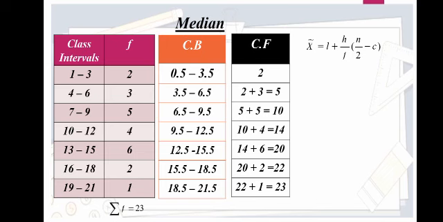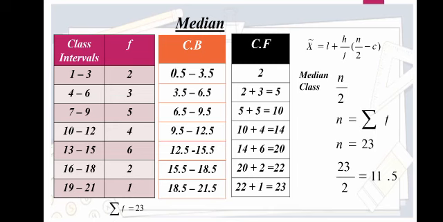How do you find the median class? By using the bracket n by 2 minus c. By solving this, you can find out the median class. Now here n by 2, what is n? n is the number of observations, and in grouped data n is equal to the sum of the frequency. So n is equal to 23. So 23 divided by 2 is equal to 11.5.